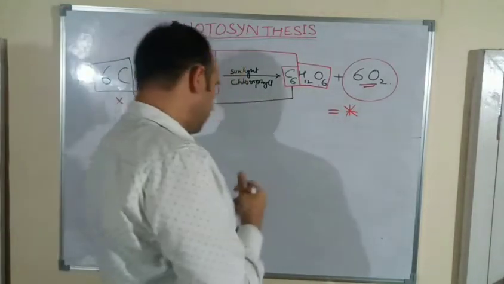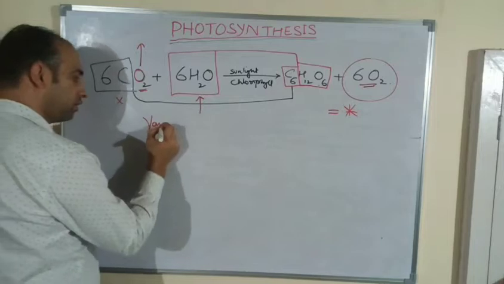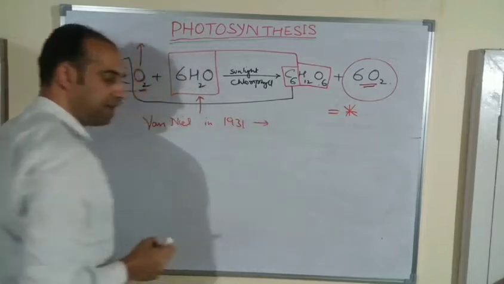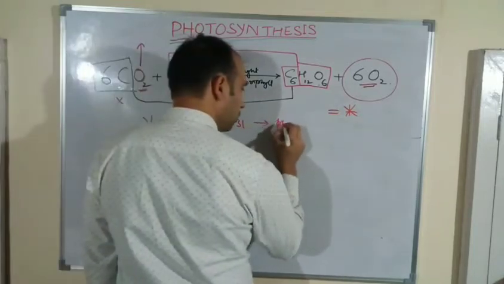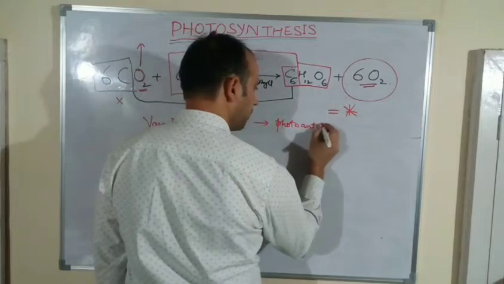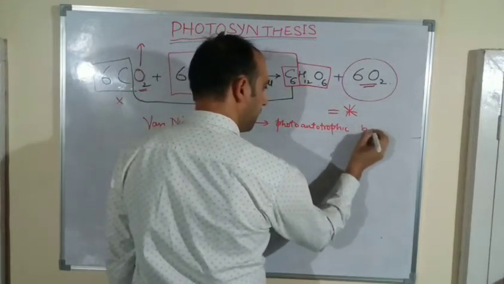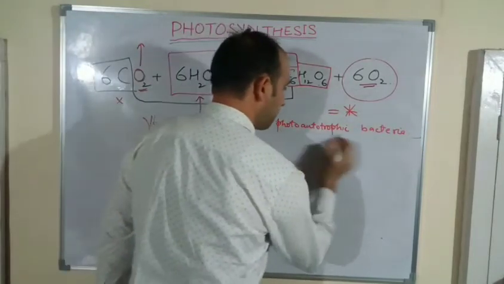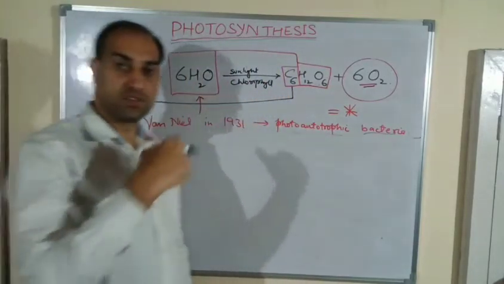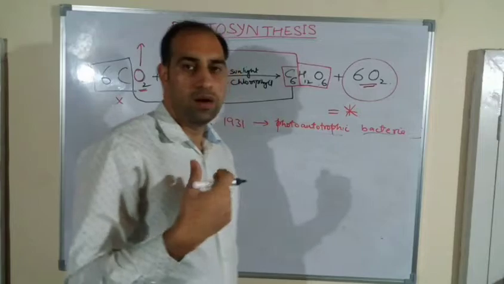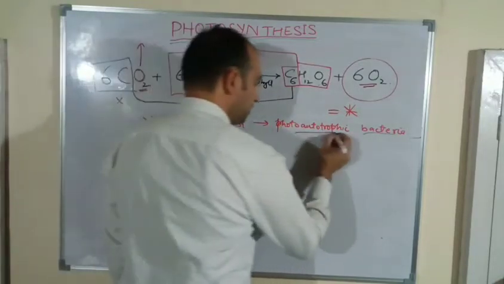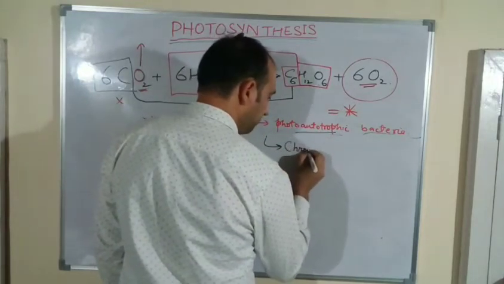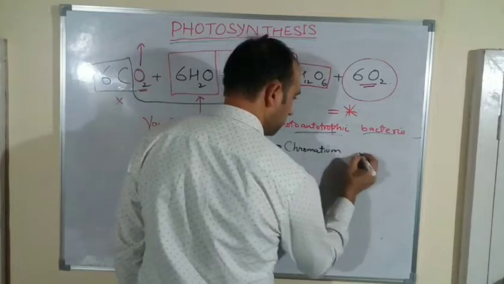A scientist known as van Niel, in 1931, performed an experiment using photoautotrophic bacteria. Photoautotrophic bacteria are those bacteria which synthesize their own food using carbon dioxide and hydrogen sulfide. He used a photoautotrophic bacterium known as Chromatium vinosum.